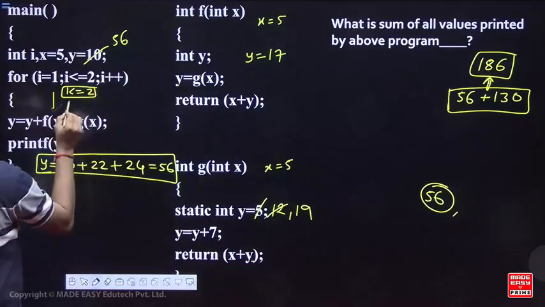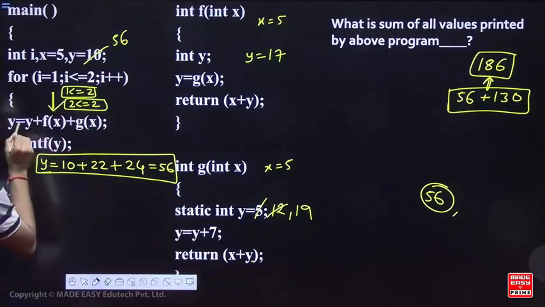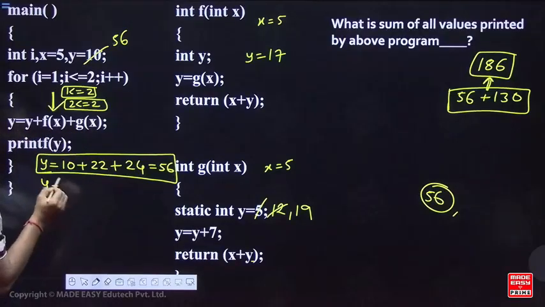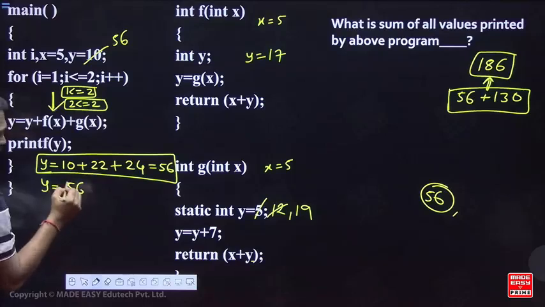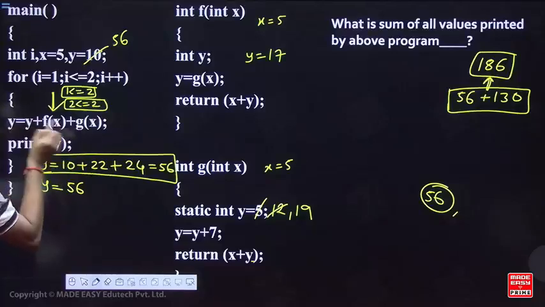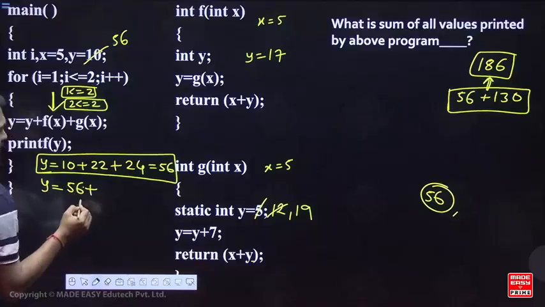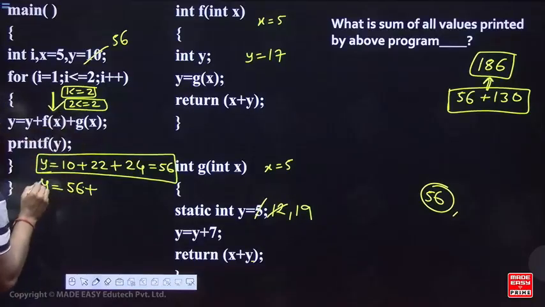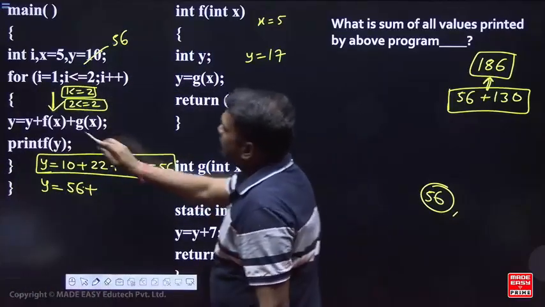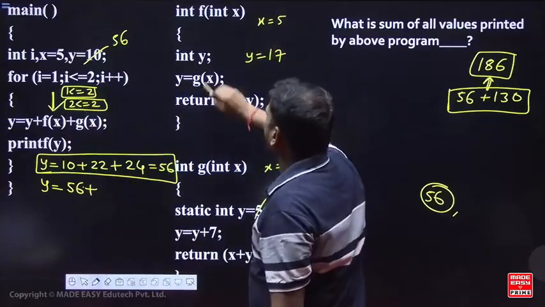Next, i plus plus, the i value becomes 2. Now the condition is true, so again you go inside. Now you say y equals y plus f of x plus g of x. What is the y value you take here? 56. Remember the y value changed. This entire value is assigned to y, so y value is 56. Now you take the y value 56 and again you are calling f of x plus g of x. When you call f of x, you will come here. What is the x value in this function? 5 only. You are passing x value as 5, and you receive x value 5. Integer y.